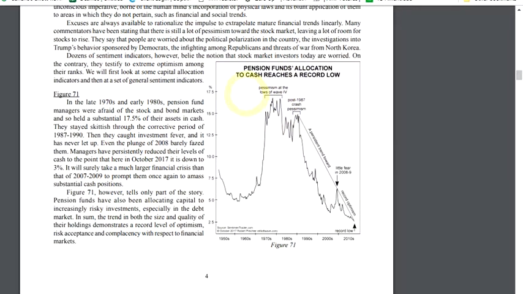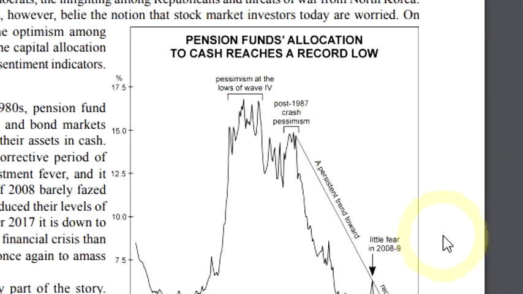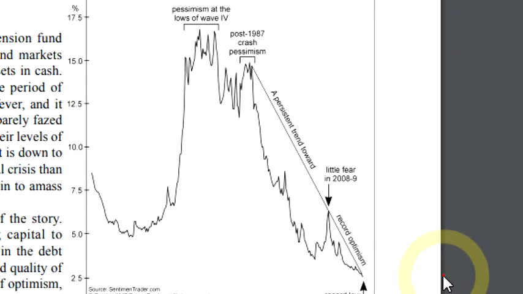Now, pension fund allocation to cash. So pension funds are probably the largest group of investors in the stock market. And what this chart shows is how little money they have allocated to cash. It's a record low. I mean, it's low. So that is not good. That generally is a bad sign.